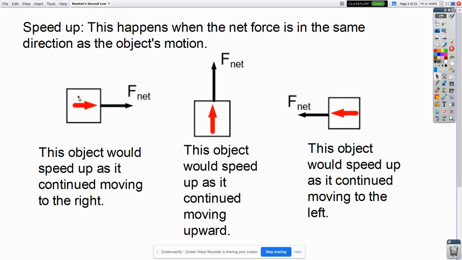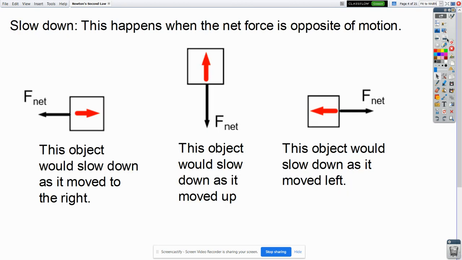This one would continue moving to the right and speed up. This one would continue moving upwards and speed up. This one would continue moving to the left and speed up. So again, when a net force is applied to an object, that object will accelerate. That object will either speed up, slow down.